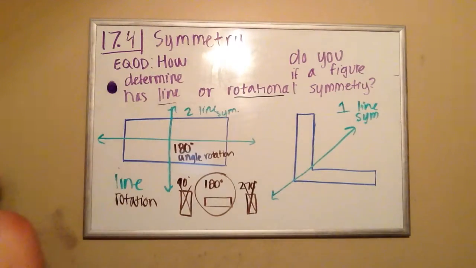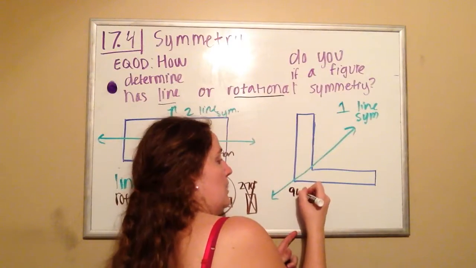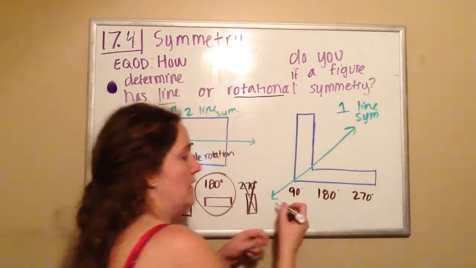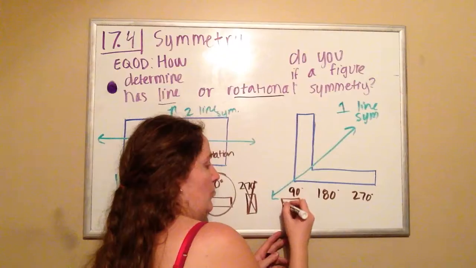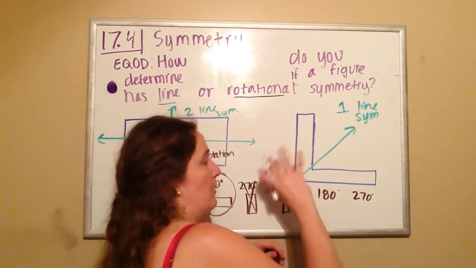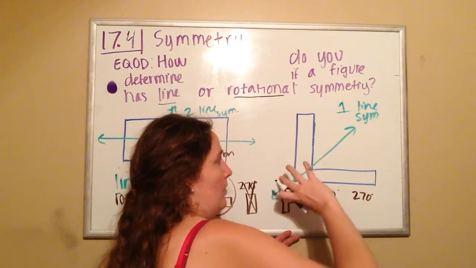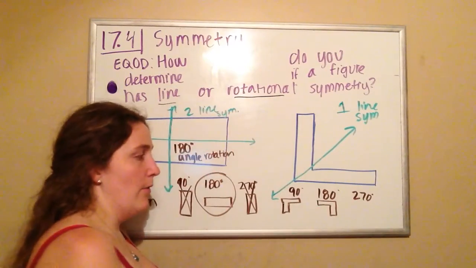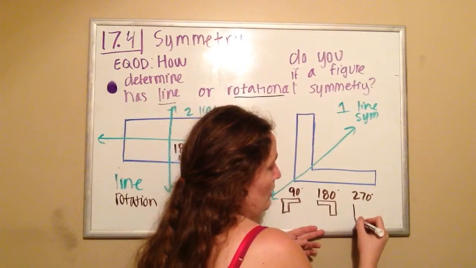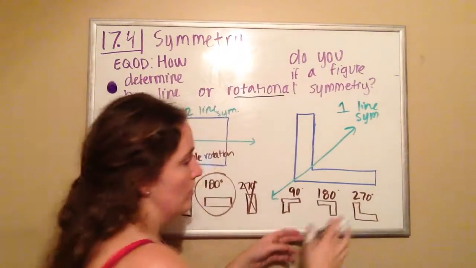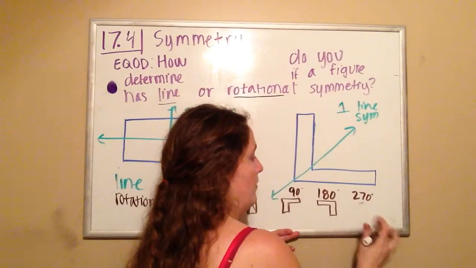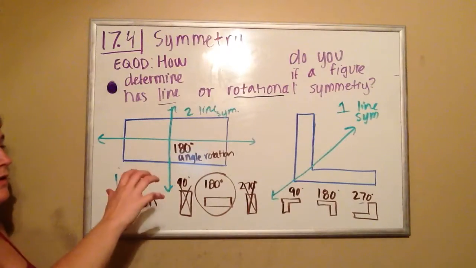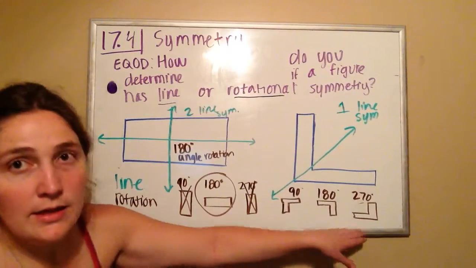The typical ones we're going to look at are when it's a boxy shape: 90 degrees, 180, 270. If I rotated this 90 degrees, it would look like that. It doesn't look the same. If I were to rotate this 180, it would look like that. And if I were to rotate it 270, no, not like that. There we go. Like that. Perfect. None of these look like the one above.